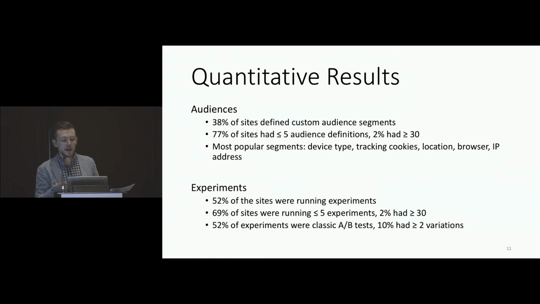Similarly to audiences, most sites were running very few experiments, and a couple were running quite a few experiments. About half of all experiments were classic A/B tests with just one variation, but a couple had quite a few variations, and that's the N in ABN testing.